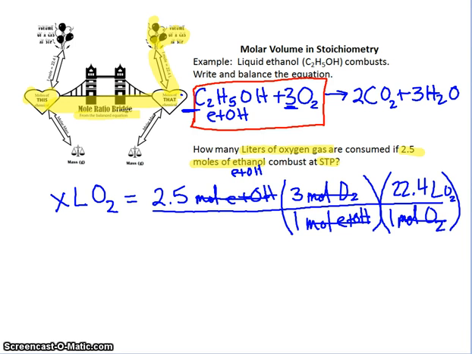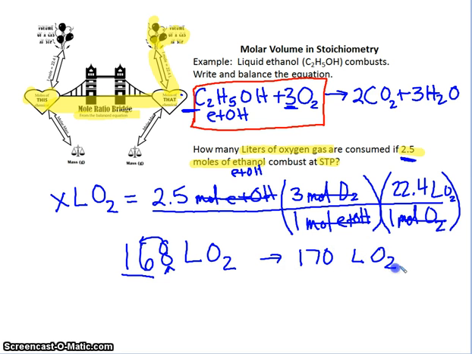So I multiply 2.5 times 3 times 22.4, and the calculator gives me 168. That's going to be liters of oxygen. The problem only gave me 2 significant figures to work with, so I'm going to keep these. This is going to be garbage. It's greater than 5, which means I'm going to bump that up. It's going to become 170 liters of oxygen.